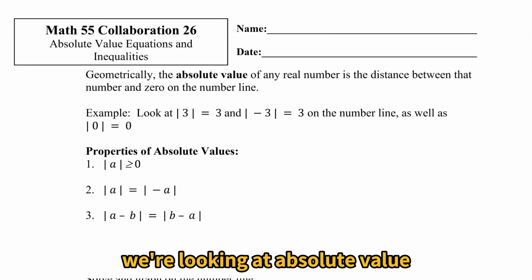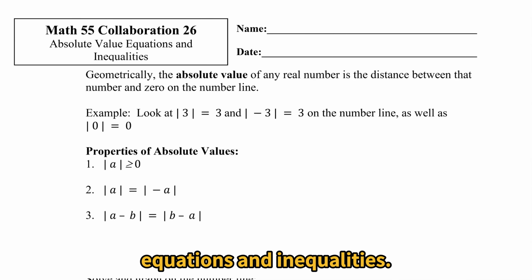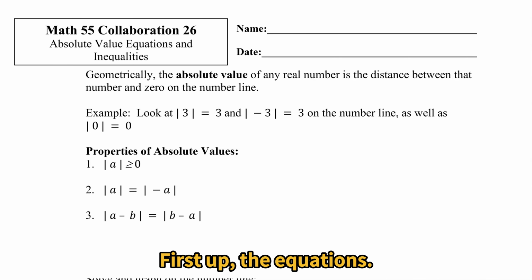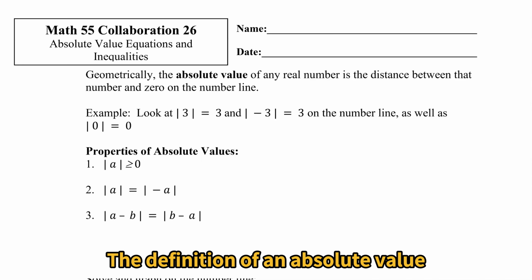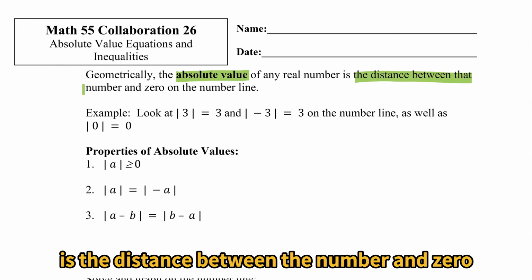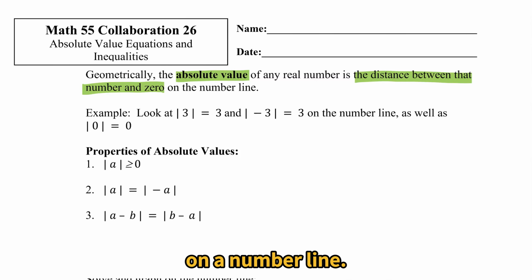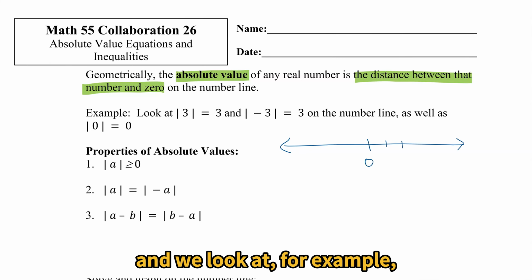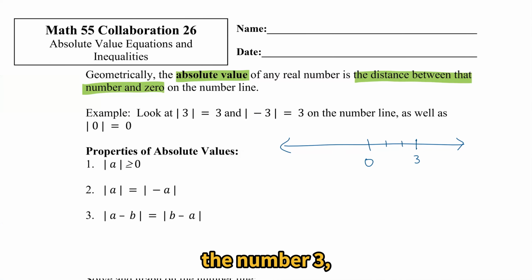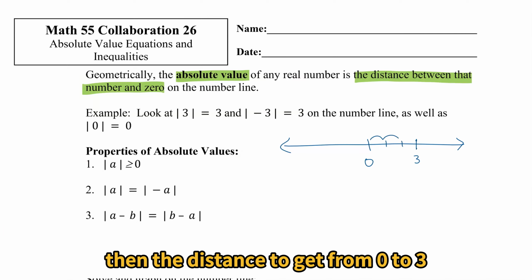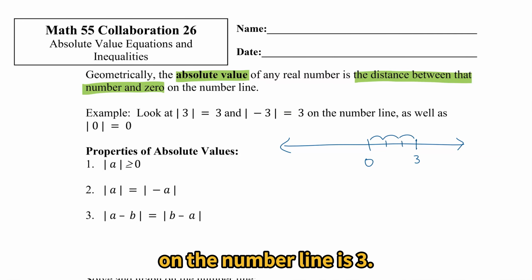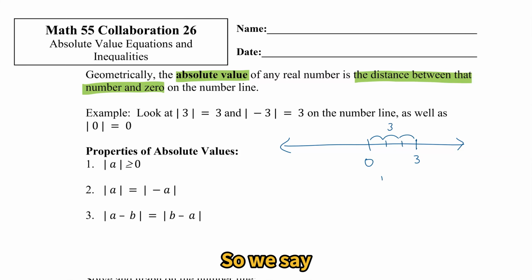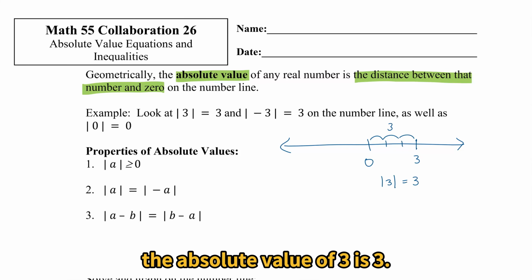In this lesson, we're looking at absolute value equations and inequalities. First up are the equations. The definition of an absolute value is the distance between the number and 0 on our number line. So if we look at, for example, the number 3, then the distance to get from 0 to 3 on the number line is 3. So we say the absolute value of 3 is 3.